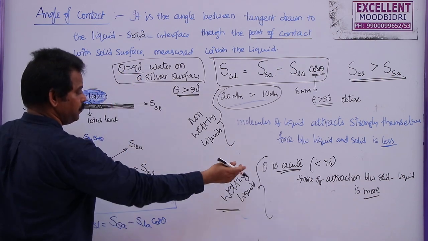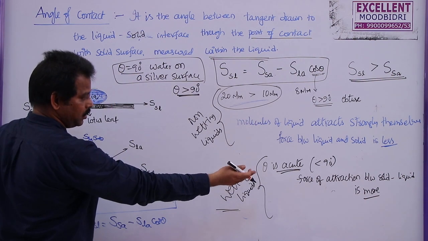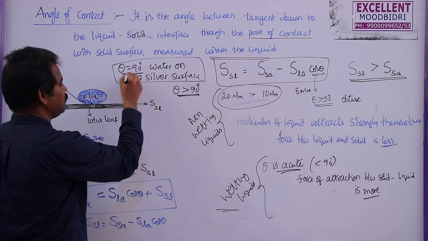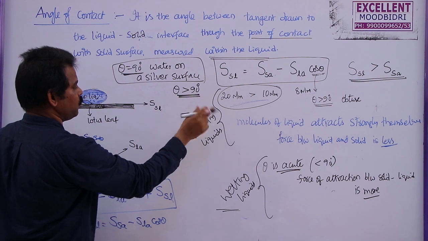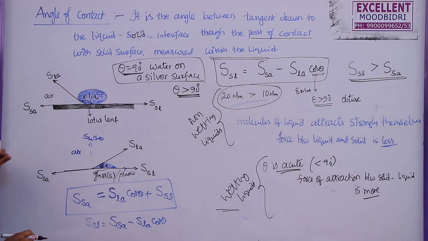So theta is less than 90 if it is plastic or glass, theta is exactly 90 if water and silver surface are taken, and theta is greater than 90 if water and lotus leaf are considered.